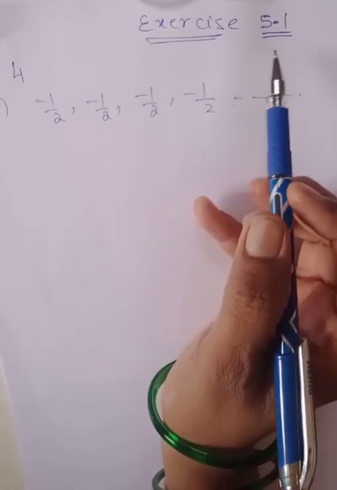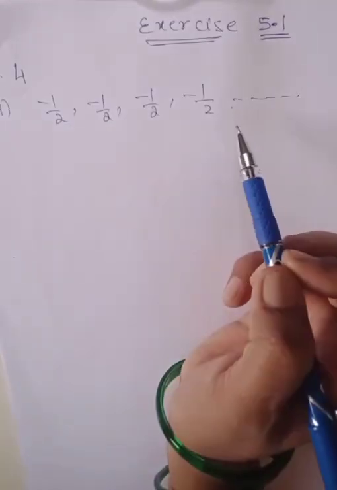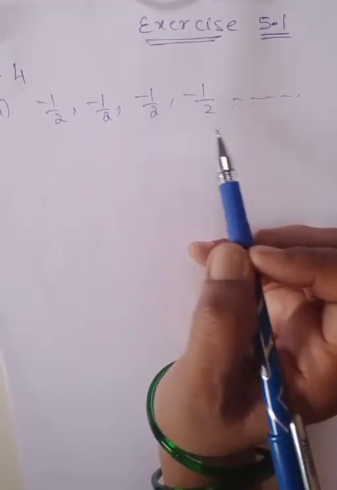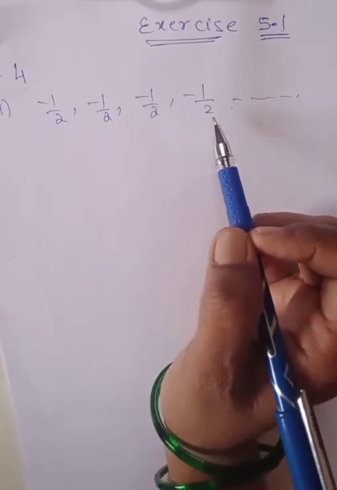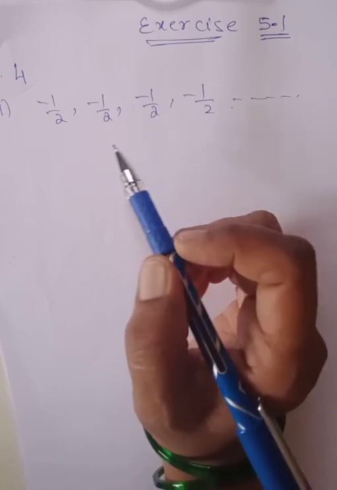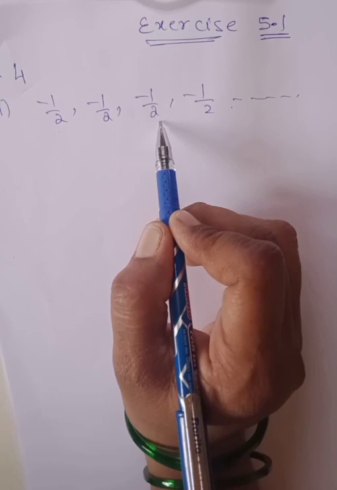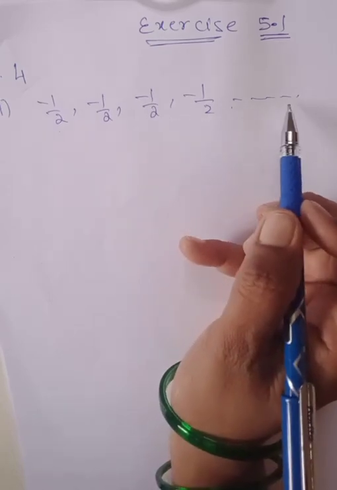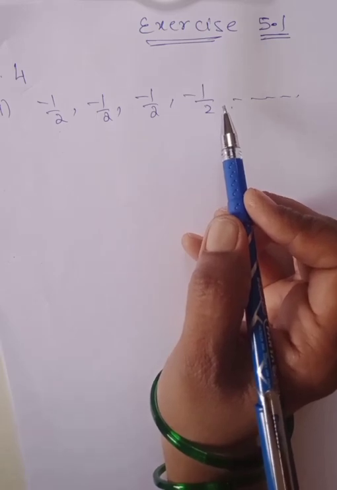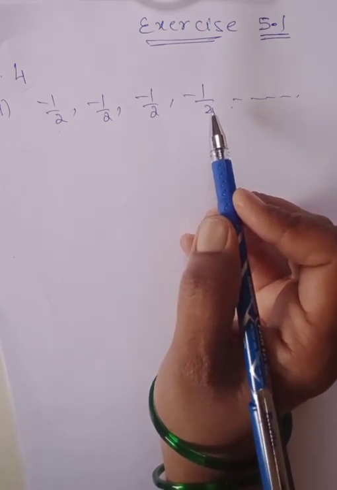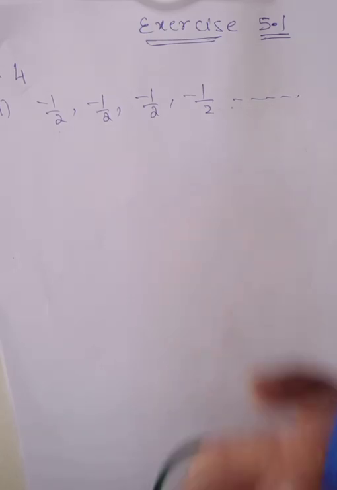Look at this question, exercise 5.1. In that main question 4th and 8th one I have selected. What the question is, check whether the given series is an AP. If it is an AP, in that case you are going to find the difference and the next three terms. See here children, you are given the terms as minus 1 by 2, minus 1 by 2 and minus 1 by 2, and by looking at this one you can say here it is an AP. But anyhow, if it is asked for 1 or 2 marks, you have to solve and show how it is an AP, and if it is an AP, write the difference and the next three terms by solving.